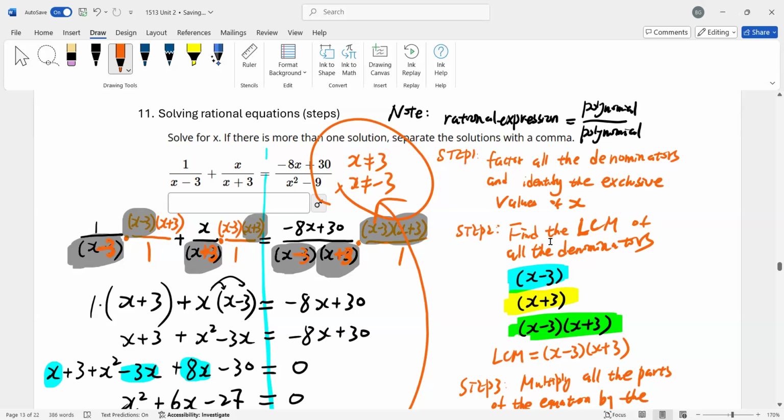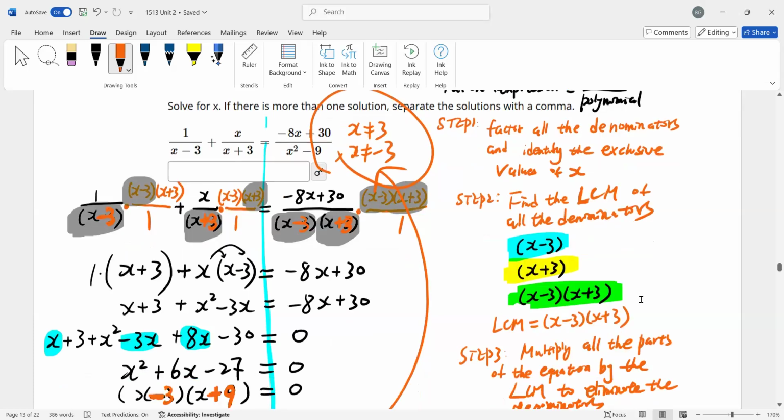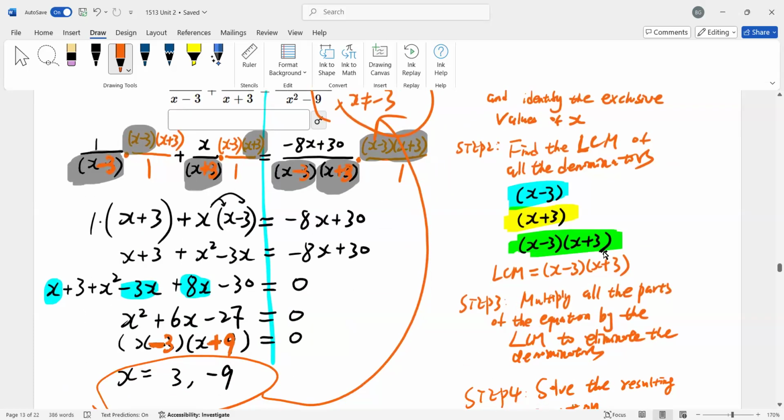Step 2 is to find the LCM of all the denominators. This step is what I worried about. LCM of the denominators. Do not overthink. Just try to understand what LCM is, how to find the least common multiple of all the denominators. I believe you can figure it out.